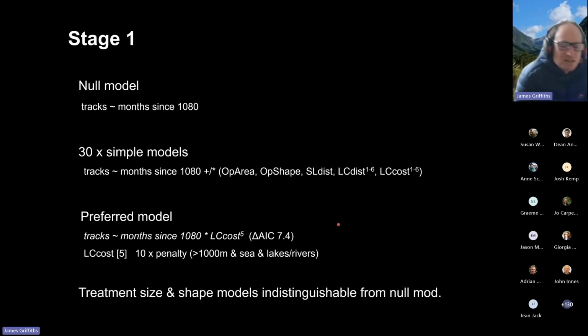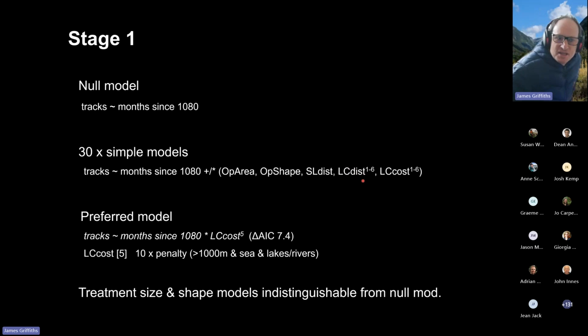So in the first instance, we ran a stage 1 series of models. We had a null model with tracks simply modelled as a function of time since treatment. And then we added to that a series of 30 simple models that included months since treatment, and then operational area or shape or straight line distance or least cost distance or least cost as either an additive or interactive addition to months since treatment.